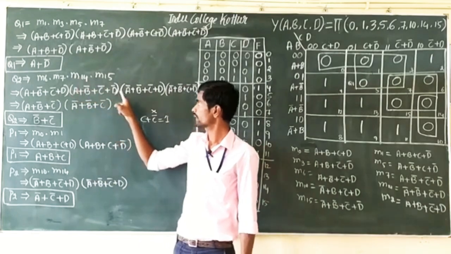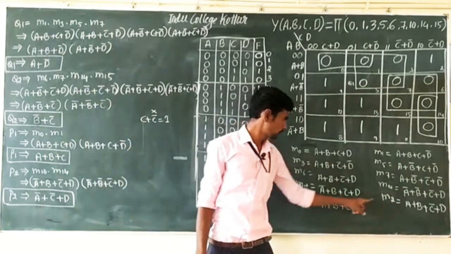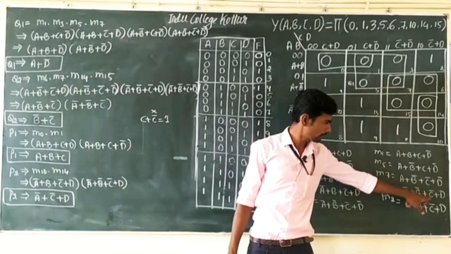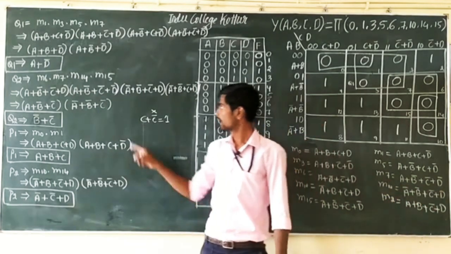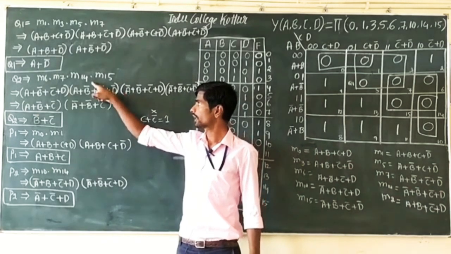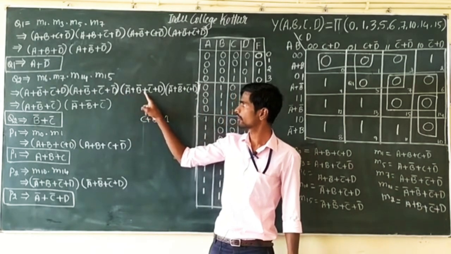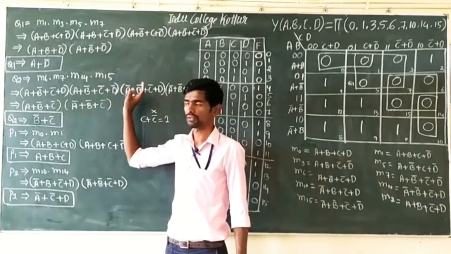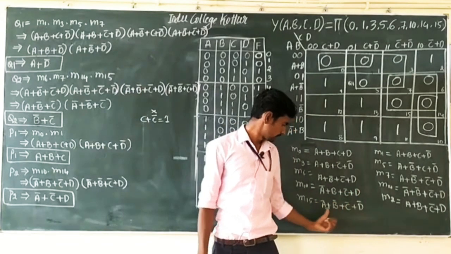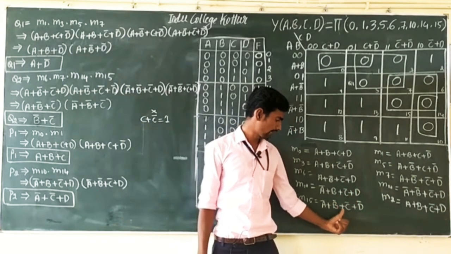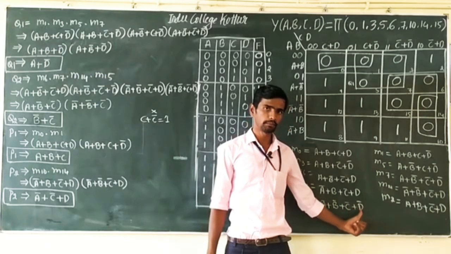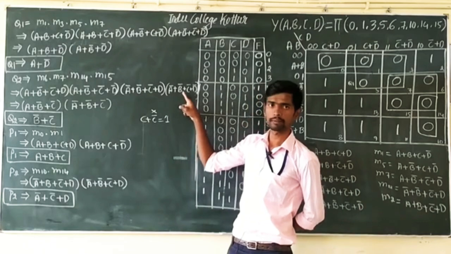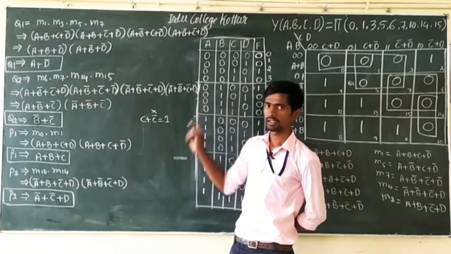Next, M14. Here are the M14 values: a complement plus b complement plus c complement plus d. Final value, M15: a complement plus b complement plus c complement plus d complement.